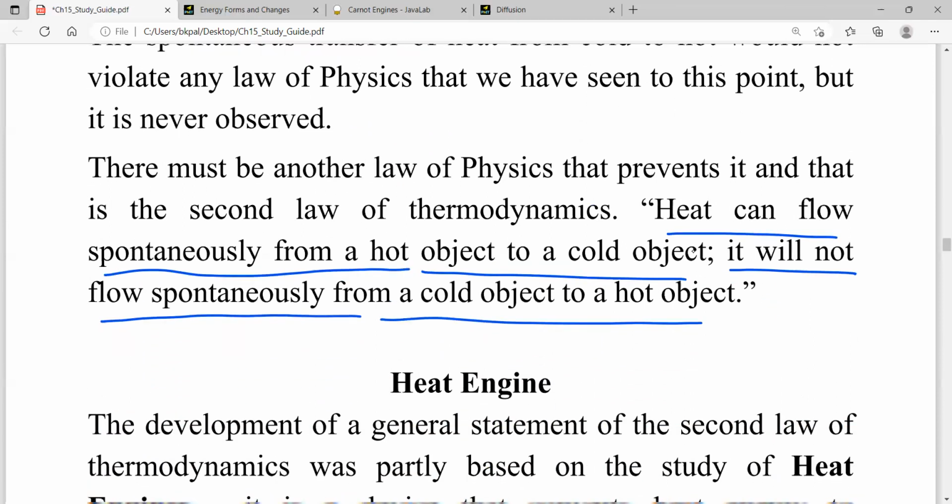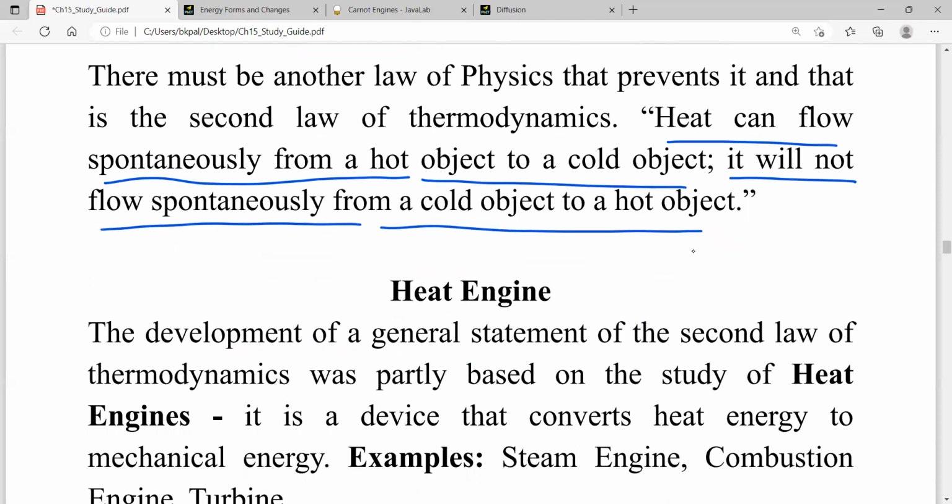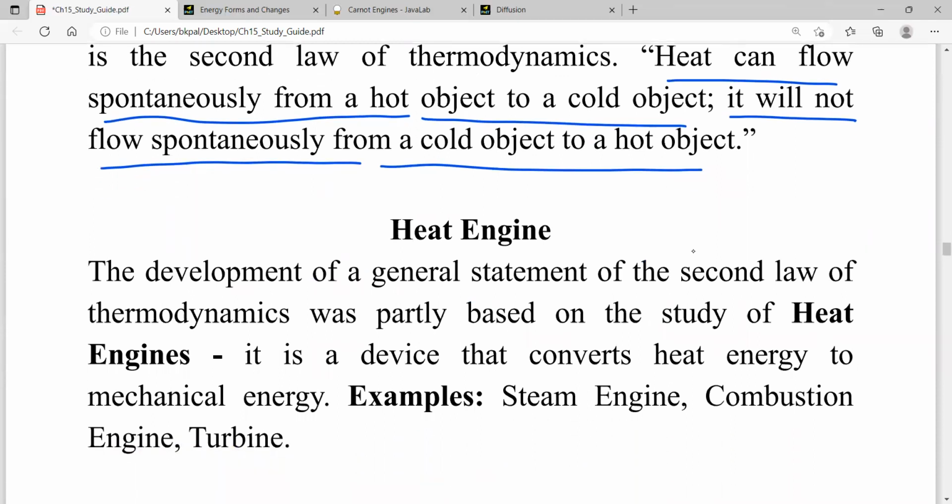The next thing I'm going to talk about is the heat engine. A heat engine is basically a device that converts heat energy to mechanical energy. The development of the general statement of the second law of thermodynamics was partly based on the study of heat engines. That's why we are going to learn about heat engines here in this section on the second law of thermodynamics. Some examples of heat engines are the steam engine, combustion engine, turbine, etc.